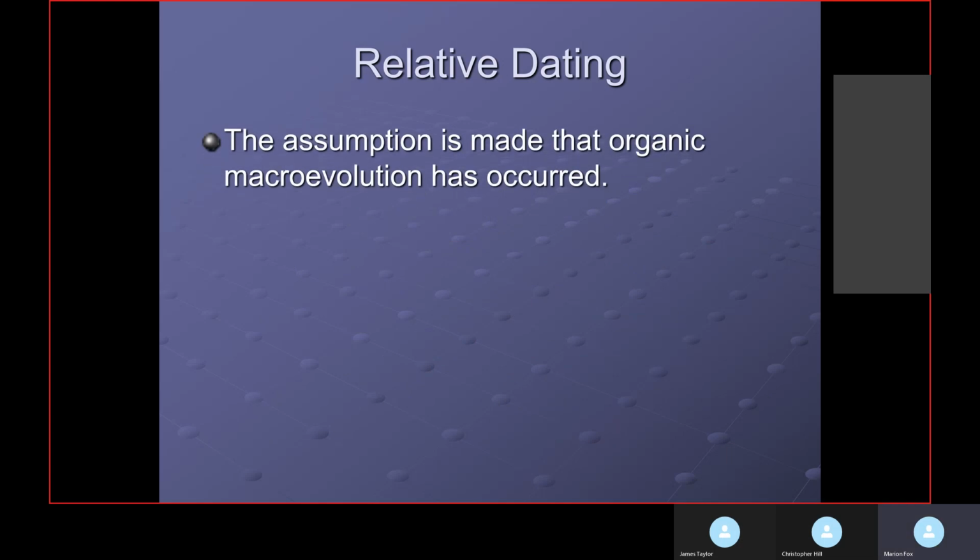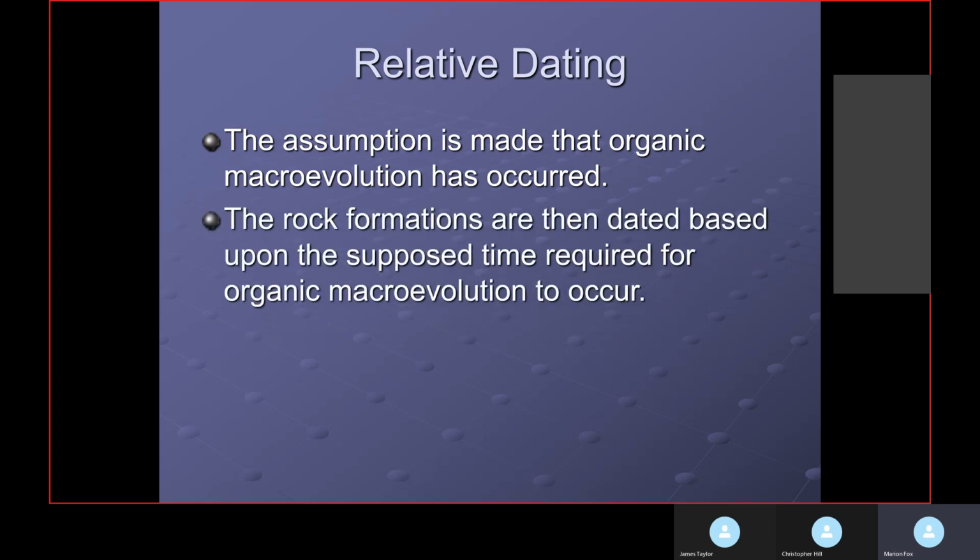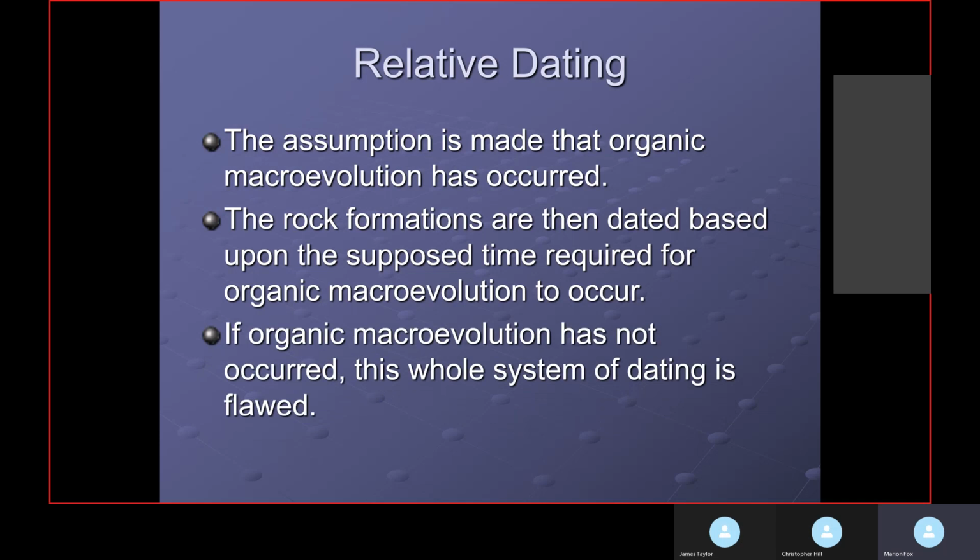The assumption is also made here that organic macroevolution has occurred. It is part of the assumption of this dating of these formations. The rock formations are then dated based upon the supposed time required for organic macroevolution to occur. So that's an assumption. They first assumed macroevolution occurred and then said it took millions of years for this to occur, so these rocks must be that old. That's how they've dated. If organic macroevolution has not occurred, the whole system of dating is flawed.